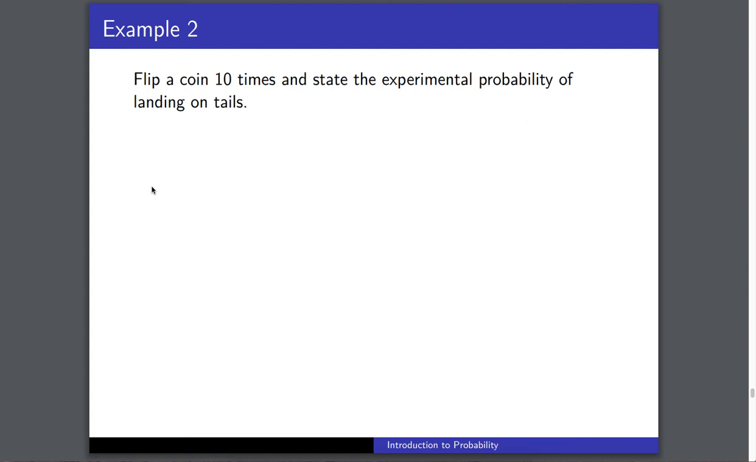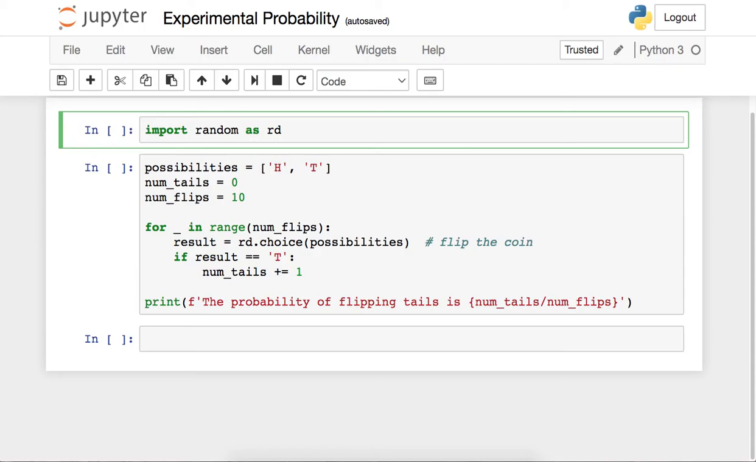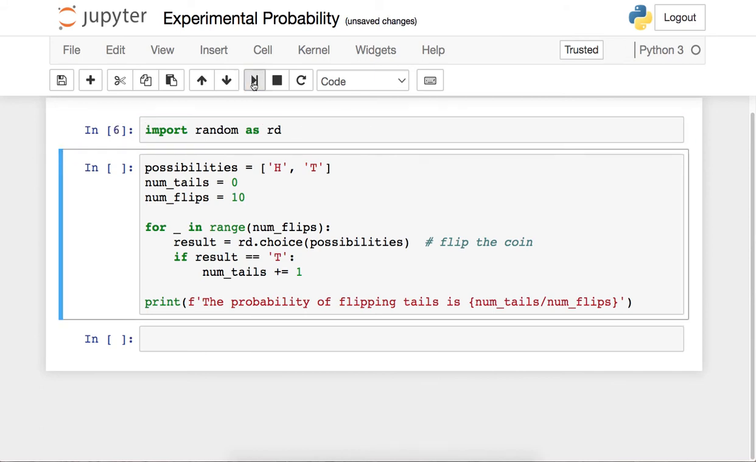So example 2, flip a coin 10 times and state the experimental probability of landing on tails. So in this video, I can't really flip a coin on screen and see what happens. I mean, there might be some site that allows you to do that. So instead, what I'm going to do is simulate flipping a coin 10 times. So I have a Jupyter notebook here. And first thing we're going to do is import random as RD, so that way I can actually get random values.